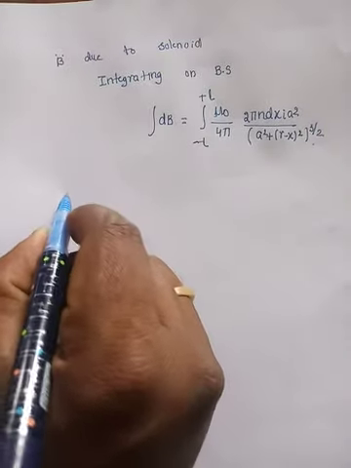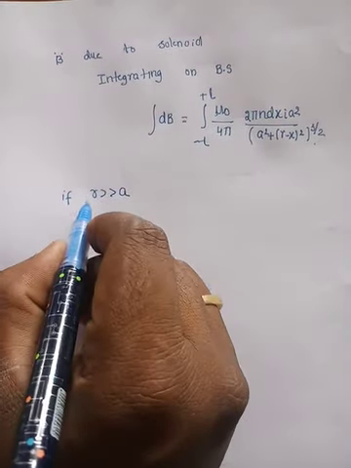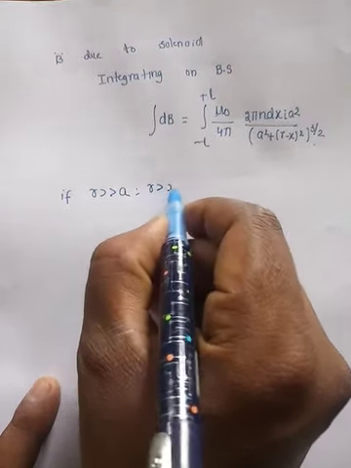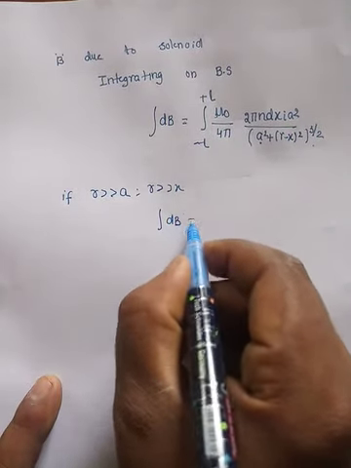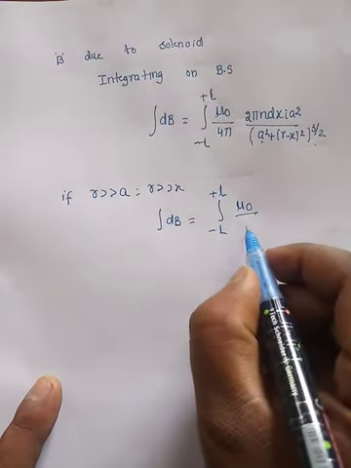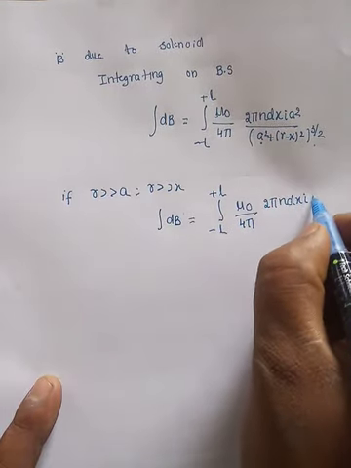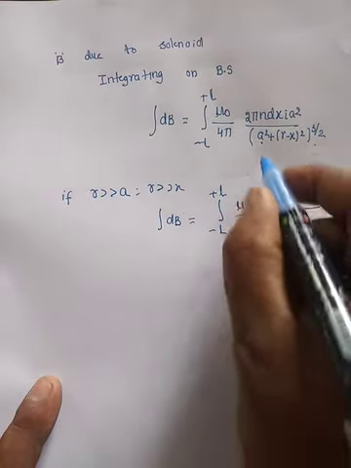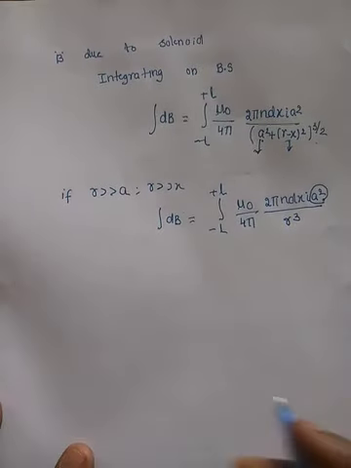Now we consider a condition that the axial distance r is greater than a and r is greater than x, so we can neglect a and x. What do you get? Integration of dB is equal to integration from minus L to plus L of mu naught by 4 pi, 2 pi n dx I a square. We should not neglect the multiplication values, that is why we keep a square like that. This is neglected and this is neglected, so what you can write is r cube. Integration of dB.